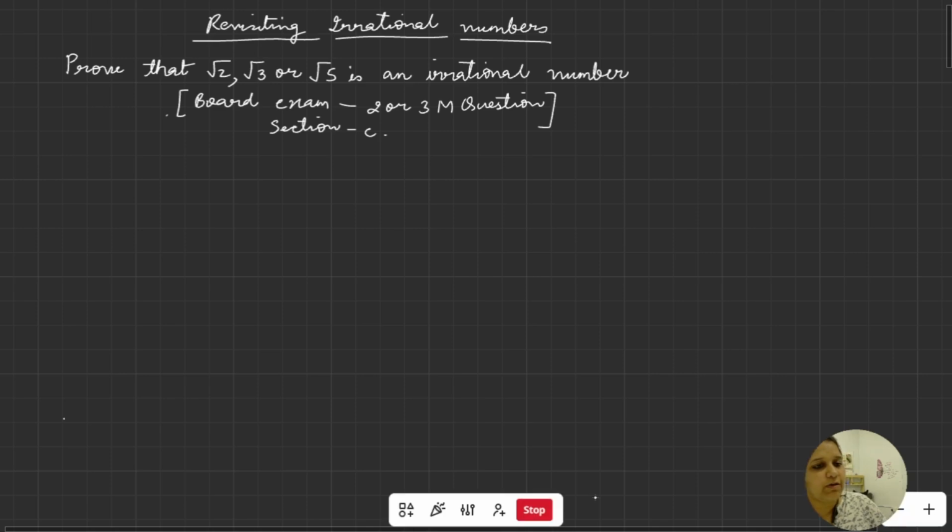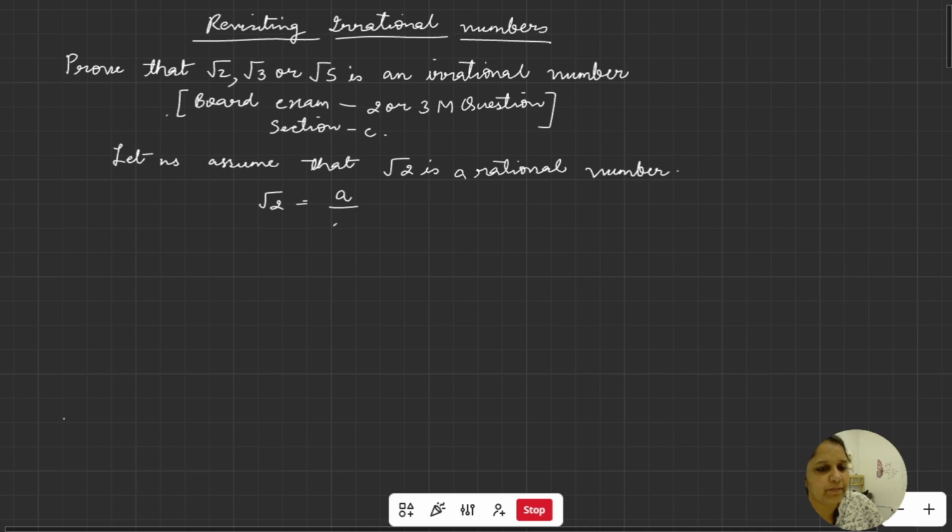So this is proved by a contradiction method in which we will assume that root 2 is a rational number. Now if root 2 is a rational number, it will be equal to the form of a by b, where a and b are co-primes and b is not equal to 0.